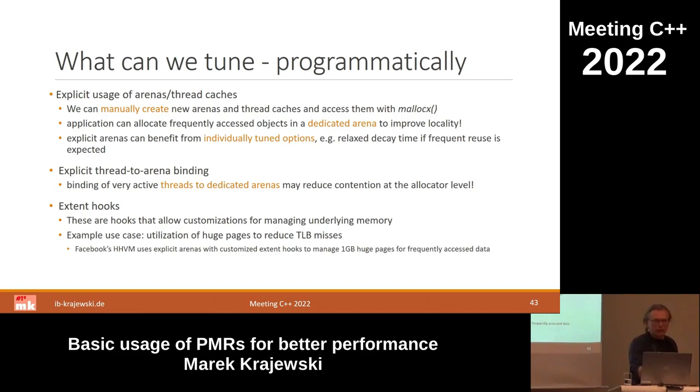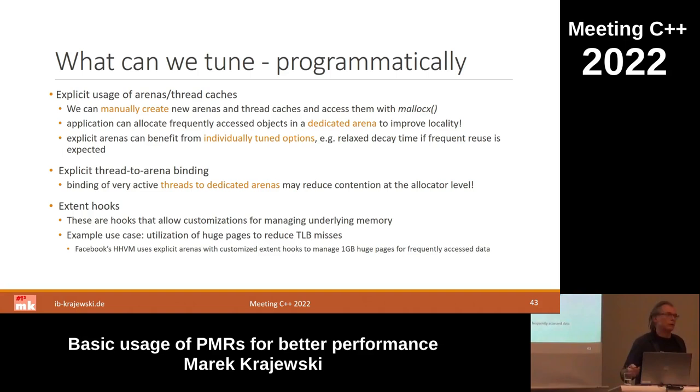So we can also programmatically set an explicit binding between a thread and some arena. So, set a thread arena affinity by hand, not globally. And yeah, to reduce contention on the allocator level.